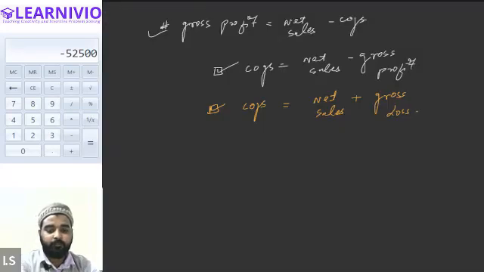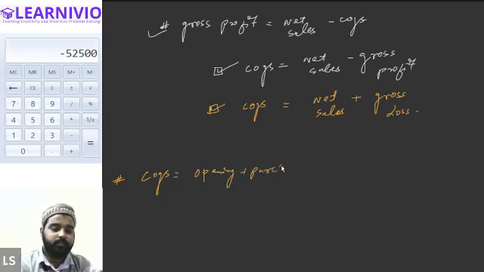You will first of all apply the formula for the cost of goods sold. You will apply this formula to find out the closing stock. COGS equals opening stock plus the net purchases plus the direct expenses, all the direct expenses, minus the closing stock.